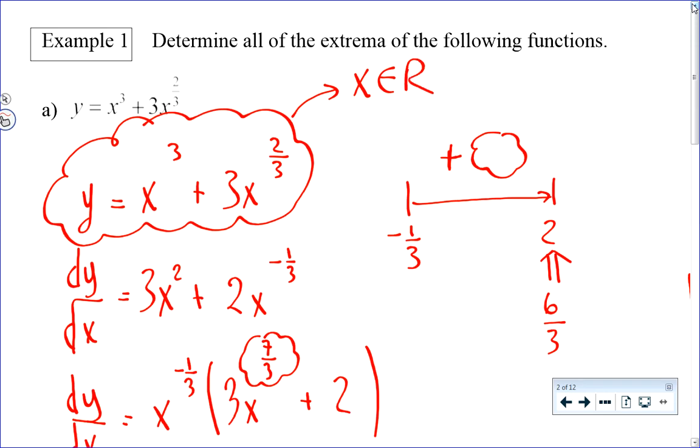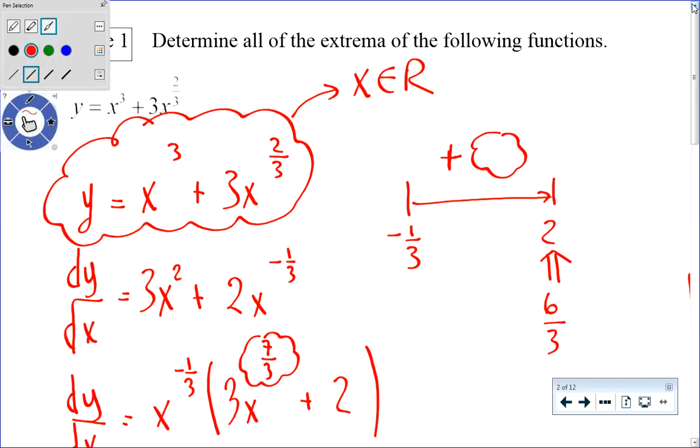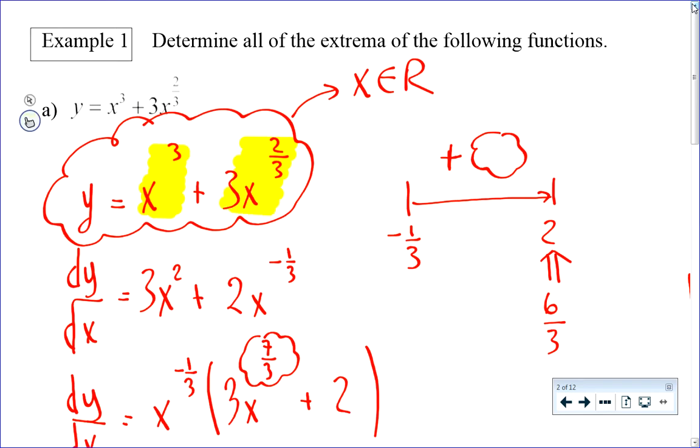And the reason why it's any real number is when I look at the first term, which is x cubed, I can always cube any value of x. That's not a problem. When I look at the second term, 3x raised to the 2/3, what the third means in the exponent is a cube root. And you can take the cube root of any real number. You can take the cube root of negatives, the cube root of positives, or the cube root of 0.